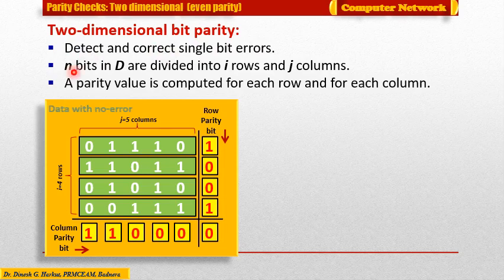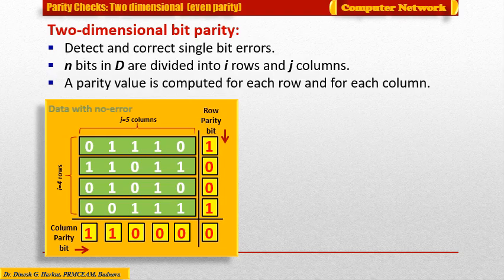Here the original n bit data D is divided into i rows and j columns. Here the value of i is 4. The data is divided into 4 rows and 5 columns. The parity value is computed for each row and each column.